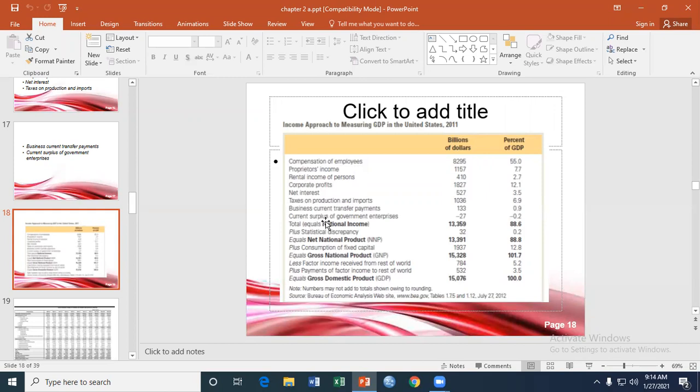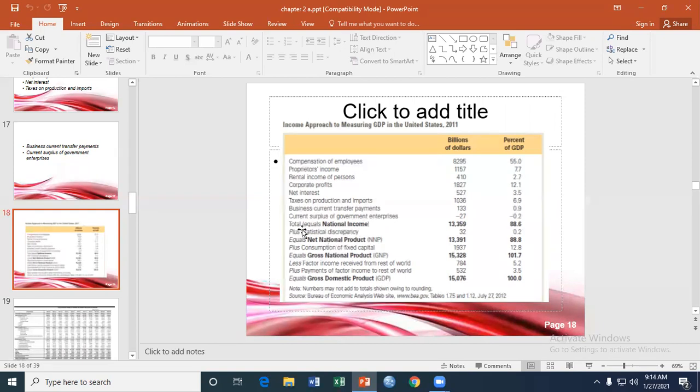Taxes on production and imports include indirect business taxes such as sales tax and excise tax. Business current transfer payments are the payments made by business to individuals or government without receiving any payment for services or wages. Current surplus of government enterprises is the profit of businesses that are owned by the government, right?